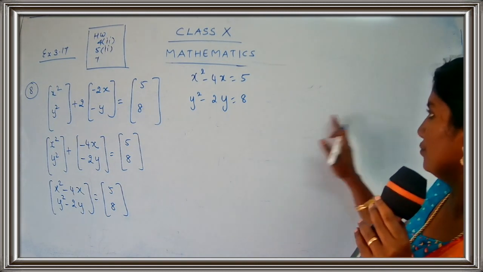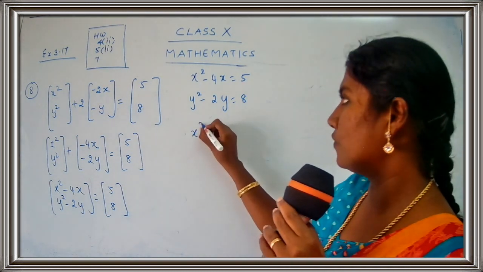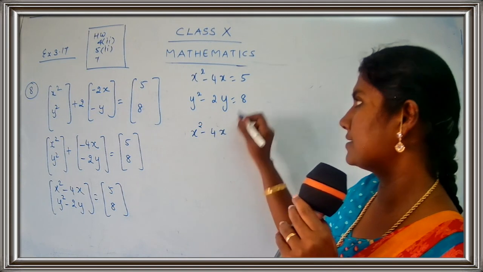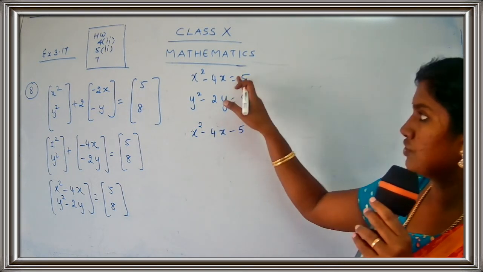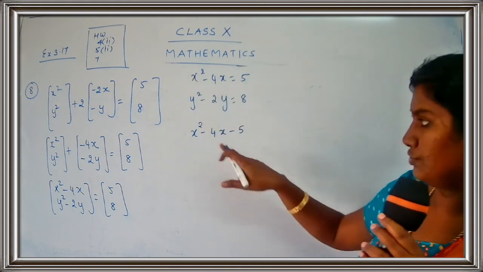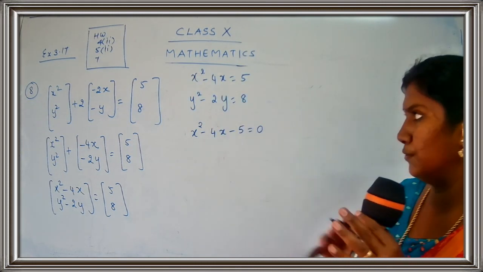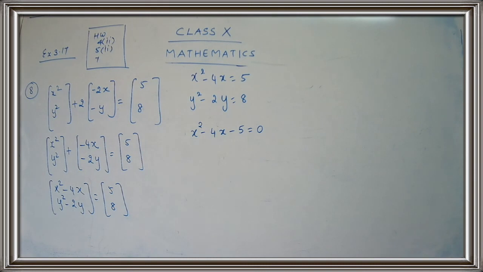So how are you going to do? I'll take the first one, x square minus 4x plus 5. Here it is plus 5, yes children? So you are going to take the plus 5 to this side. You get minus 5 is equal to 0. So what do you get? x square minus 4x minus 5 is equal to 0. Okay. Now let's use the factorization method.